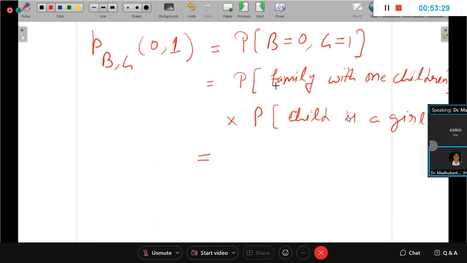So the probability of a family with 1 child is 20%, right? So that's 0.2 into the probability that the child is a girl, that's 1 by 2. So that's going to be 0.20.